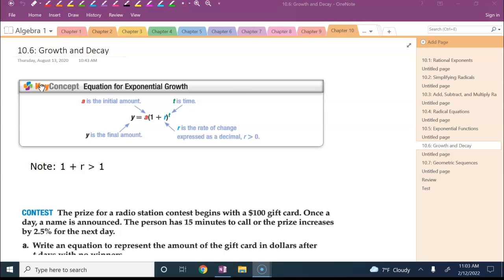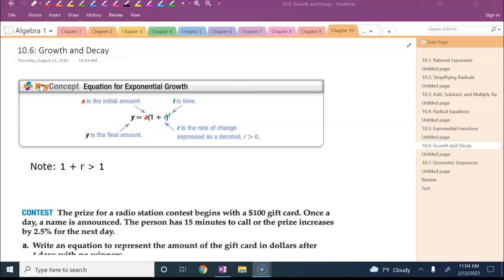So a lot of times these types of situations will show up when you're talking about financial situations. If you've put money into an account, or if you've bought something like a house or a car and it's losing value or gaining value. It could be used if you're talking about the population of a city, if a city is growing or if people are leaving the city. So those are some different situations where you might see exponential growth and decay show up. We're going to talk first about exponential growth.